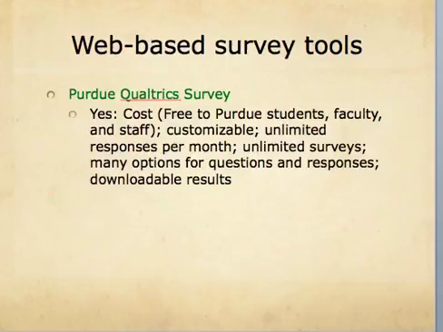As long as you're a Purdue student, there's a free tool available to Purdue students, staff, and faculty. It's called Purdue Qualtrics Survey. You could have unlimited responses and unlimited surveys. There are a lot of options to design your survey, but it's only valid while you are affiliated with Purdue in a certain way. After that, you might have to go to one of those commercial surveys.